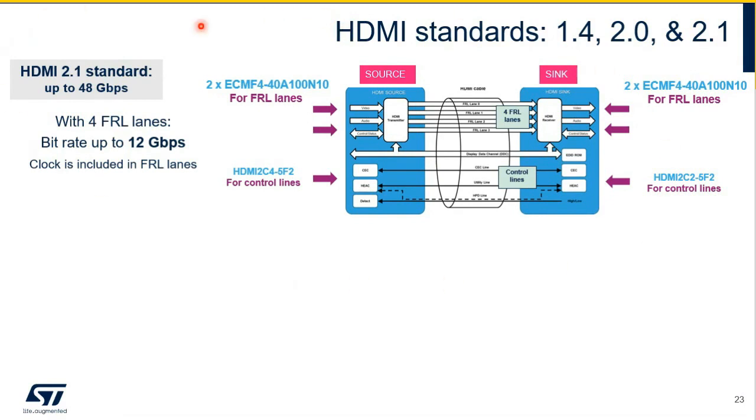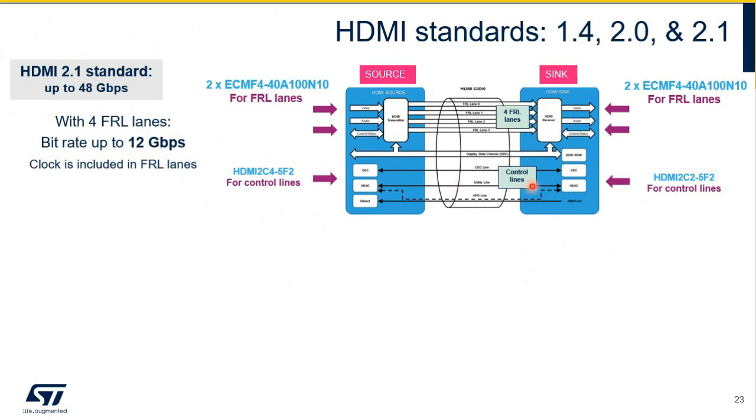You can see here the HDMI 2.1 standard covering up to 48 gigabit per second with four differential lanes, then up to 12 gigabit per second per lane. You can see here the HDMI control lines. I take the opportunity to inform you that we have some dedicated products for HDMI control lines. On top of ESD protection, we can propose some extra function like an OCP.